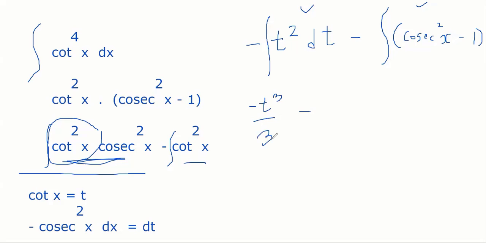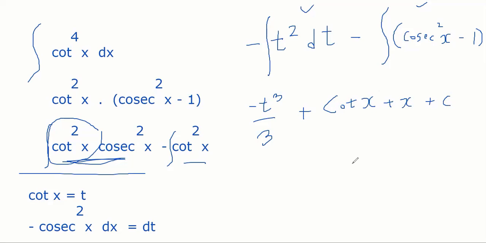Minus, the integration of cosec x square we already know. What is the integration of cosec x square? Minus cot x, and minus minus becomes plus, so plus cot x. The integration of minus 1 with respect to x is minus x, so minus minus x becomes plus x. Plus c has to come.